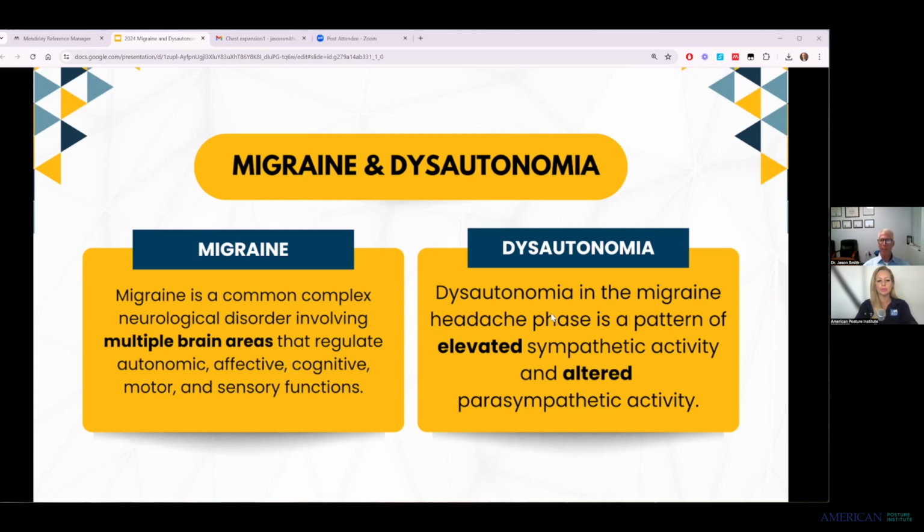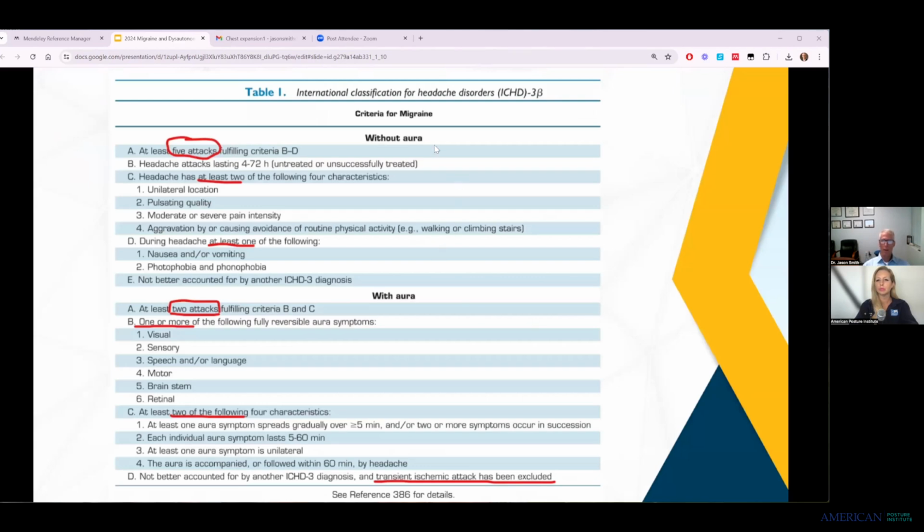In the International Classification for Headache Disorders, it talks about the complex criteria that we have for diagnosing migraine. There's, of course, the with aura and the without. In order to diagnose a migraine without aura, you have to have 5 attacks that fulfill B through D. The headaches have to last 4 to 72 hours, have at least 2 of the following characteristics, and then they have to have nausea and/or vomiting, or photophobia and phonophobia, light and sound sensitivity.